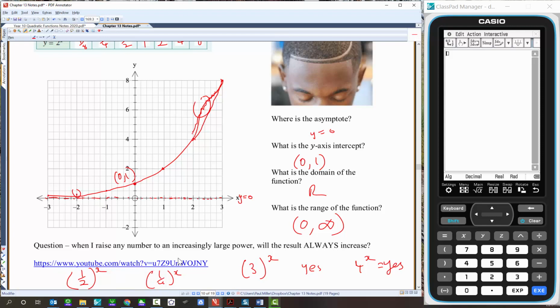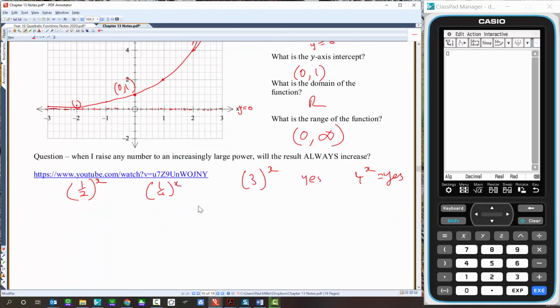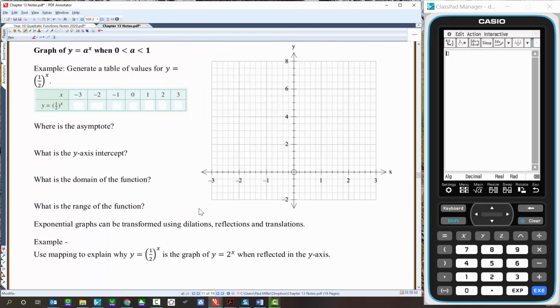That's what this YouTube clip goes through, a bit about that and the famous Zeno's paradox problem. All right, so let's address the problem of when the base is between 0 and 1. And what this is actually is decay. Okay, we're going to get decay happening here. All right, so we've got half to the x.